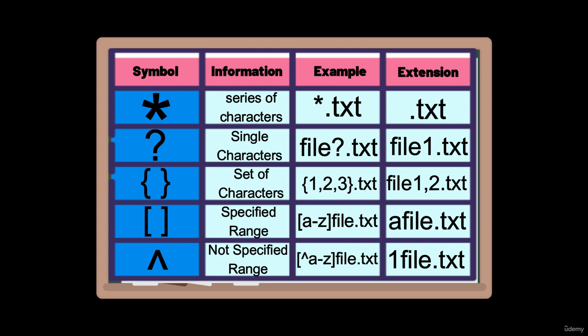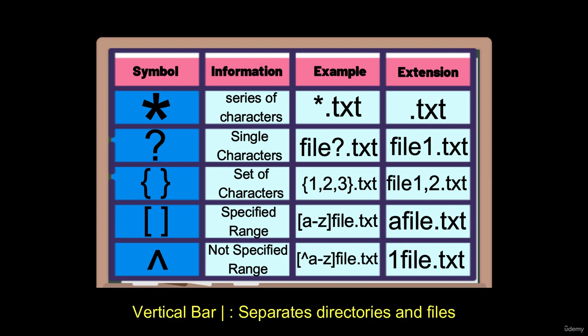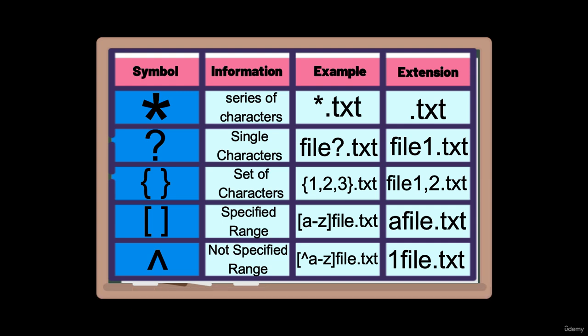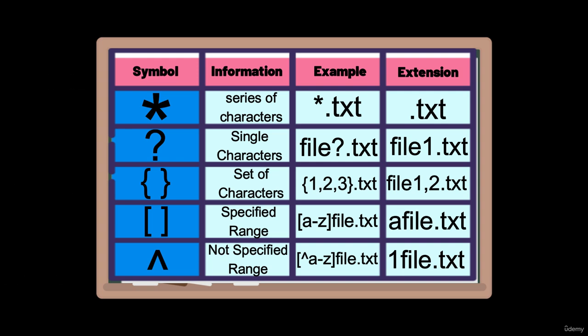Okay. Next, coming to the vertical bar. It separates directories and files. You can use these wildcard characters in FTK Imager's search function to search for files or folders that match a specific pattern. For example, if you want to search for all image files with either a .jpg or .jpeg or .png extension, you can use the search pattern in .jpg or .png type. We can see this demonstration later.